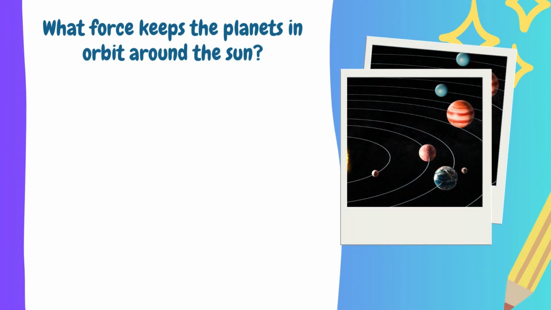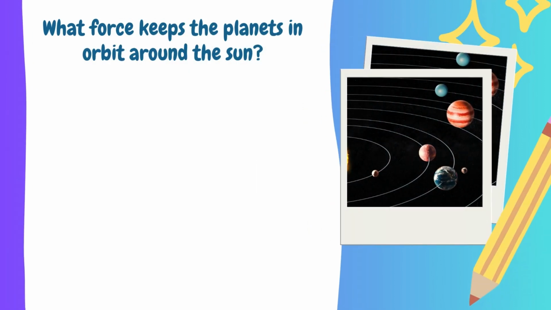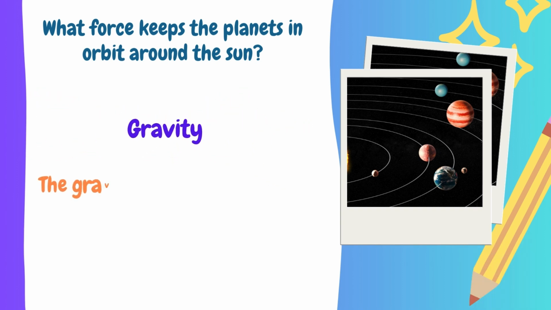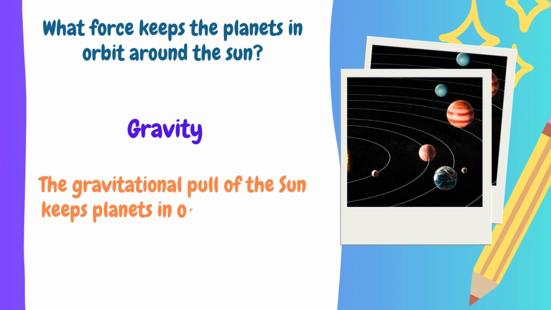What force keeps the planets in orbit around the sun? It's the same one keeping your feet on the ground. The answer is gravity. The sun's gravity keeps all the planets in their orbits.